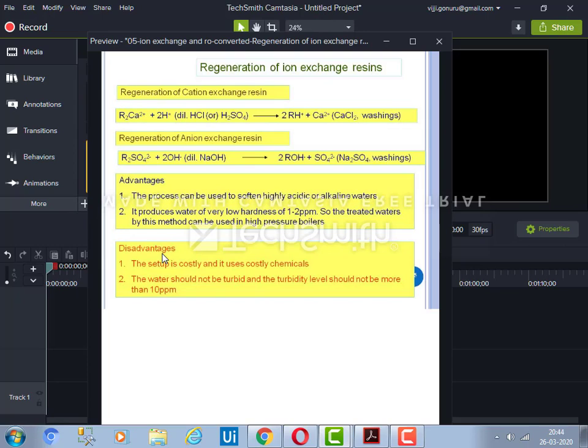Advantages: the process can be used to soften highly acidic or alkaline waters. That means this process is useful for acidic water and basic water. It produces water of very low hardness, 1 to 2 ppm. So the water treated by this method can be used in high pressure boilers. Yes, the water from the ion exchange method is highly purified water, and this water is used in boilers.